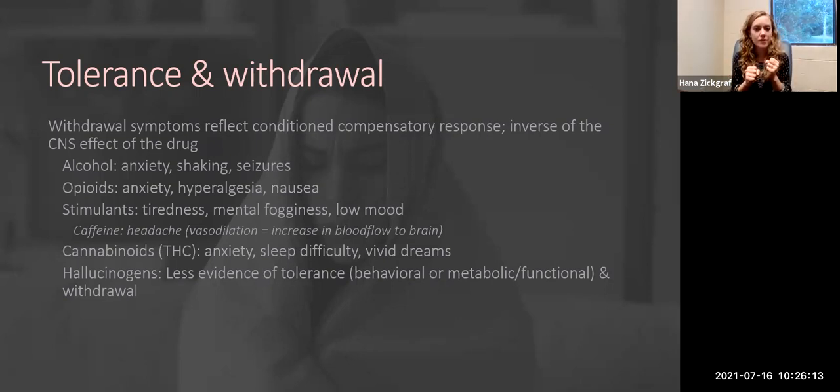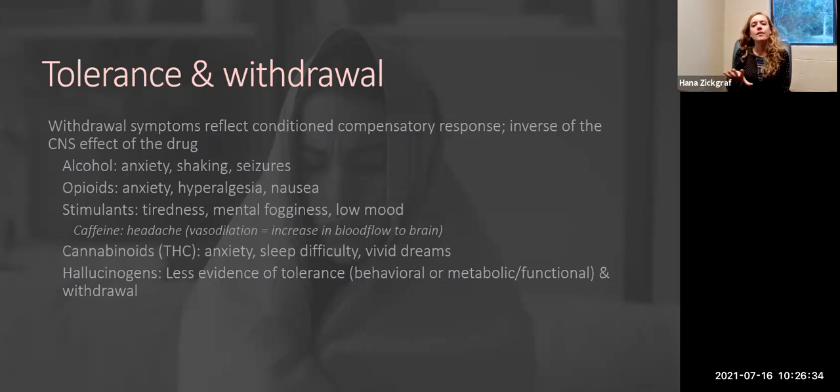Stimulants constrict your blood vessels. So when your body is expecting you to drink coffee and mounts that conditioned compensatory response when you wake up first thing in the morning or when you walk past a Starbucks, what it's actually doing is dilating your blood vessels and increasing blood flow to your brain, which we experience as painful, as a headache.